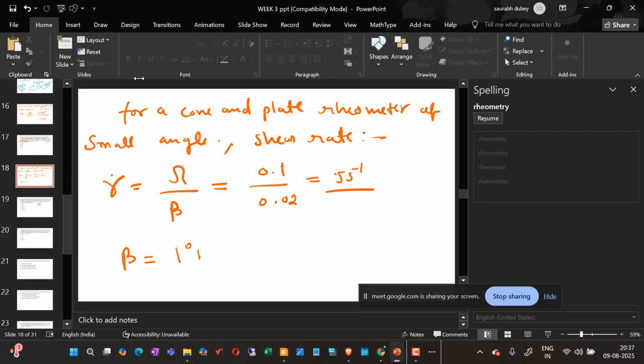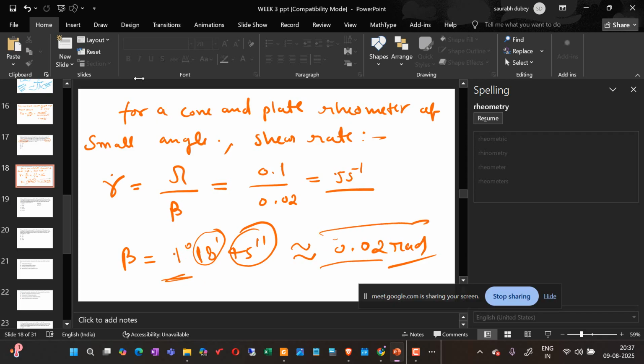You had 1 degree, 18 minutes and 45 seconds. Now, when you convert it into degree, you are going to get 0.0 T rad. So you start from the second, then convert them into the minute, and then again convert them into the degree. You will come to know this is very simple class thing, and then you will be getting your answer to this problem.